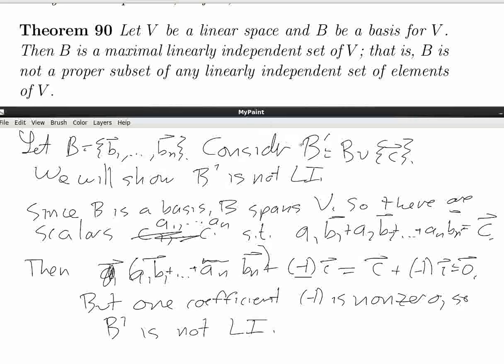Which means that if you take a basis and throw anything else in there, you are definitely going to get a linearly dependent set. It will not be linearly independent. End of proof.